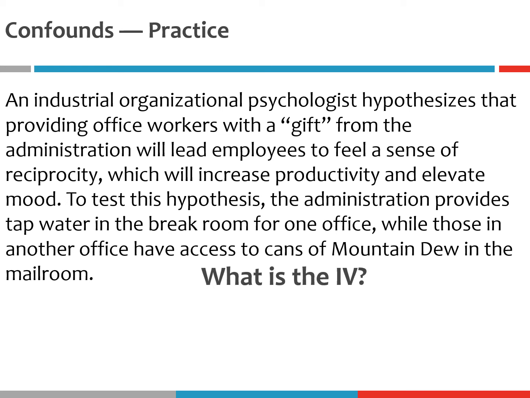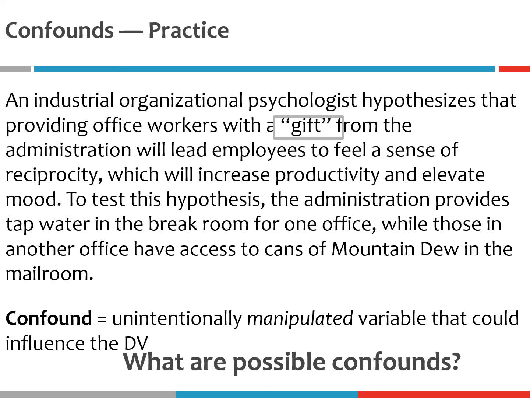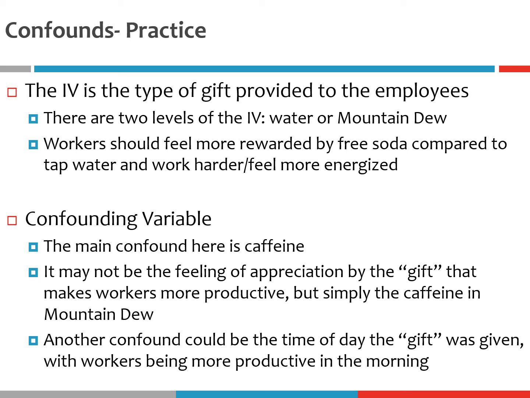The IV, in this case, is the type of reward you got. And there's two levels, tap water versus Mountain Dew. The confound is something that's manipulated that could influence the dependent variable other than the independent variable, right? So what other variable other than Mountain Dew versus tap water could influence these results? And the answer basically could be caffeine. Caffeine could be influencing the results.